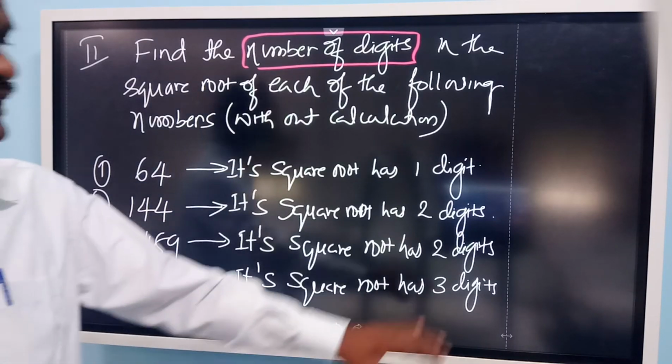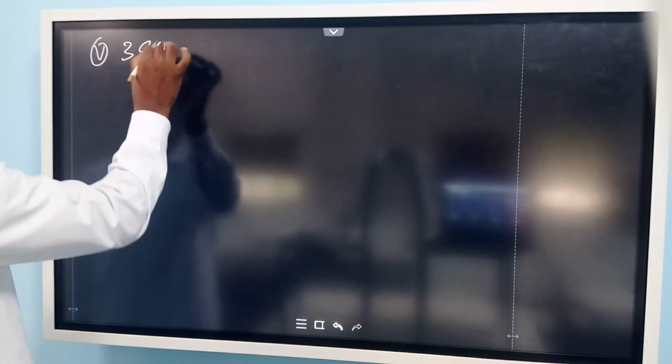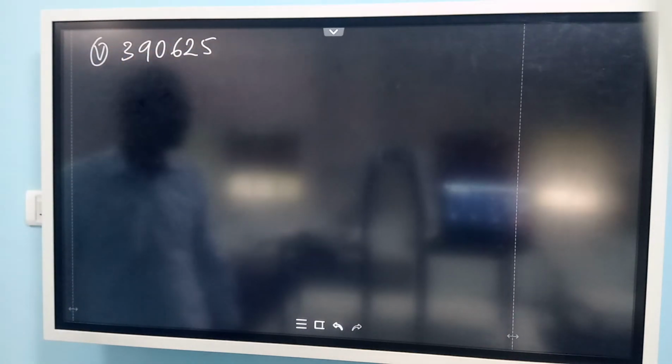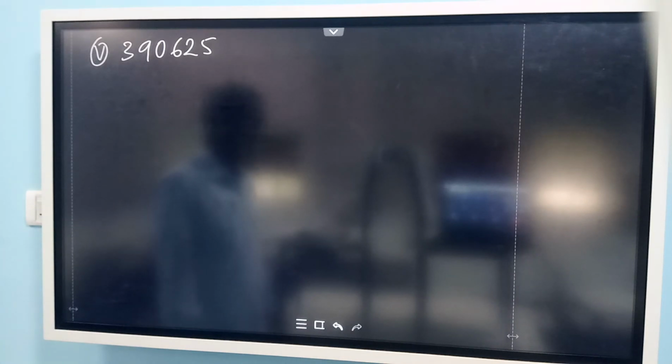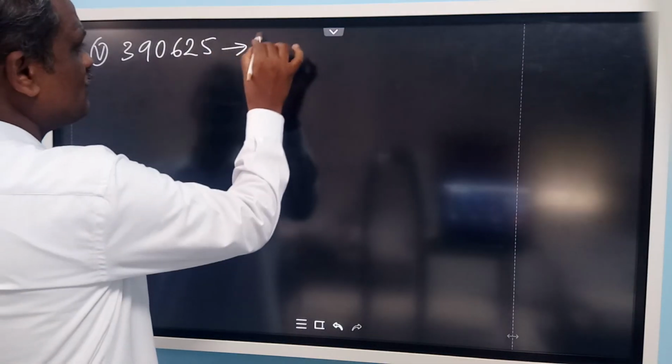Last question, 390625. See, look at this. This is having an even number of digits. Even number of digits means by the formula, square root has n by 2 digits. N means 6, 6 by 2. So its square root has 3 digits.